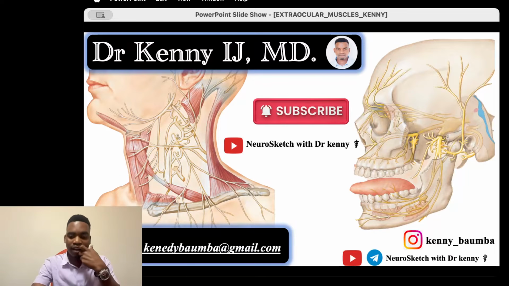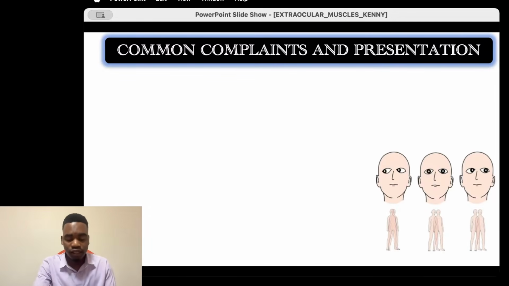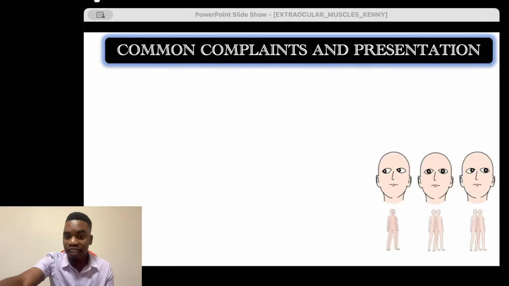So number one, most of the patients will come to you complaining of double vision. He sees two objects. We have one object, for example, and the patient sees two images from the same object. So that is double vision, and we call it diplopia.